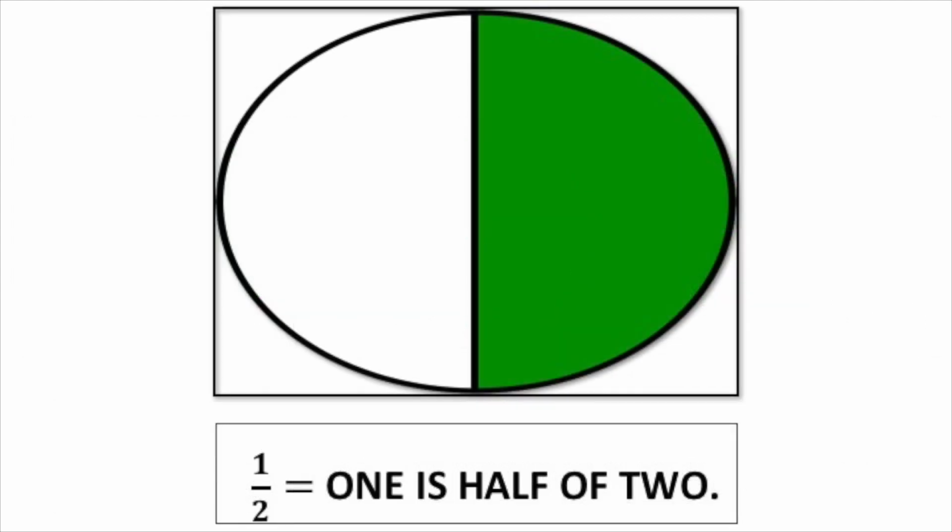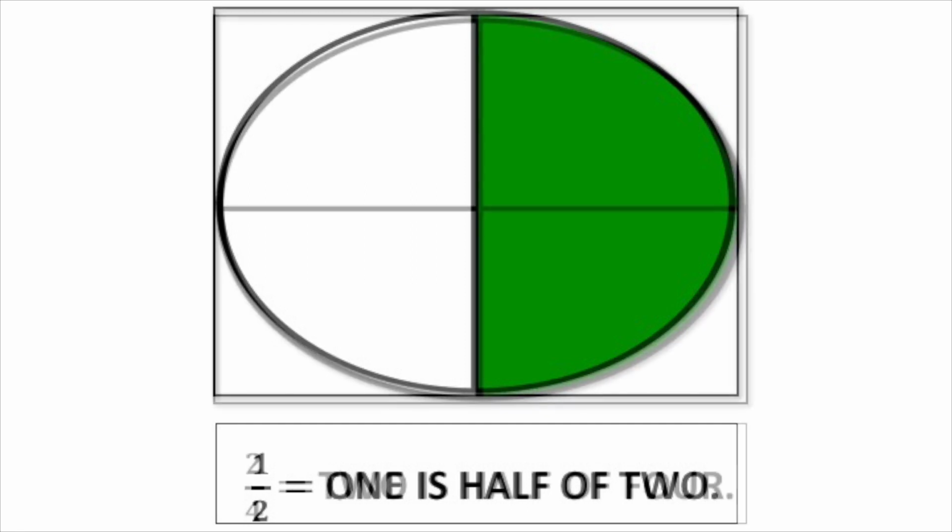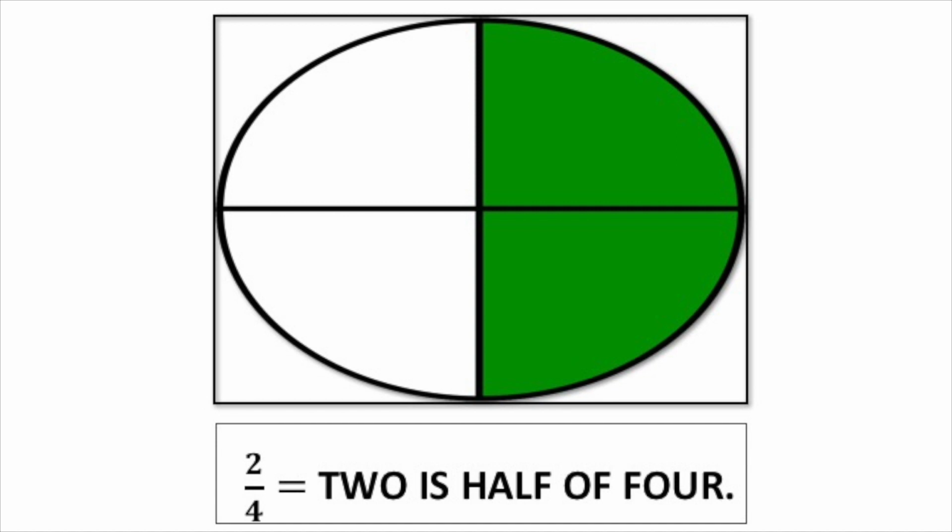1/2. 1 is half of 2. 1 times 2 equals 2. 2/4, 2 is half of 4. 2 times 2 equals 4. You see, it's half every time.